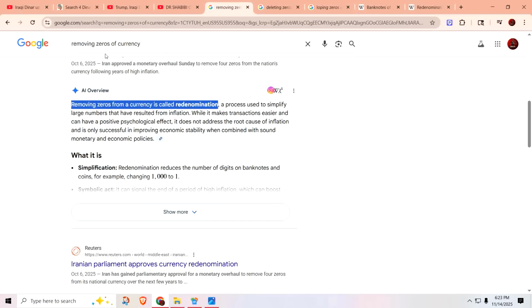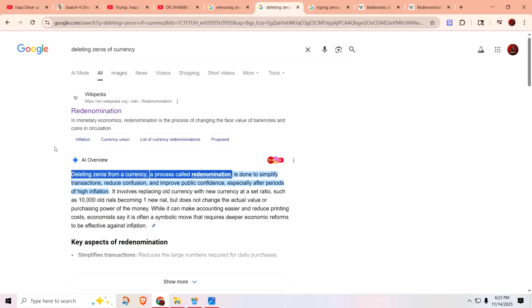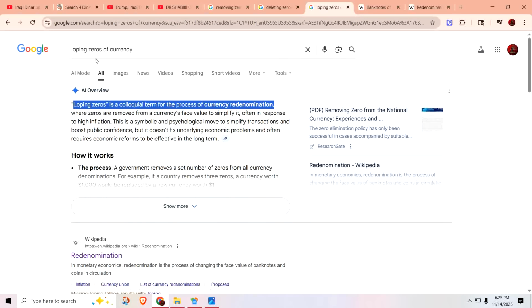Removing zeros from a currency is called a redenomination. Deleting zeros of a currency, a process called a redenomination. Lopping zeros off currency. Lopping zeros is a colloquial term for the process of a currency redenomination.